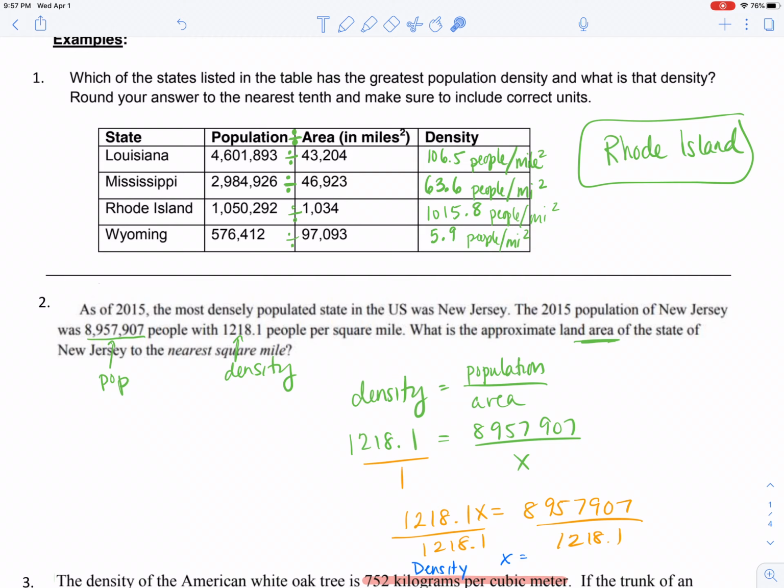So you have to understand that when they're giving you people per square mile, that number represents the density as opposed to the number of people, which is your population. They're asking for the area. So I plug in the density and the population. I have X in the place of area, and then I could cross multiply and solve. I didn't do the division here. You could do that and find that answer.